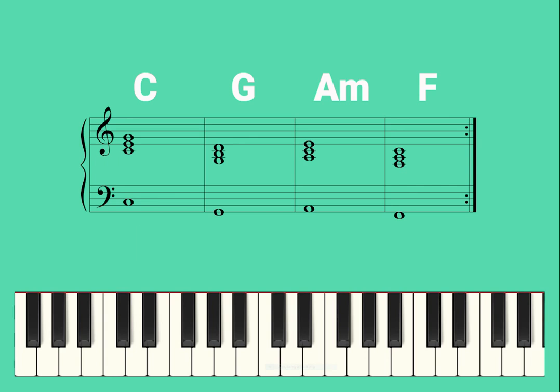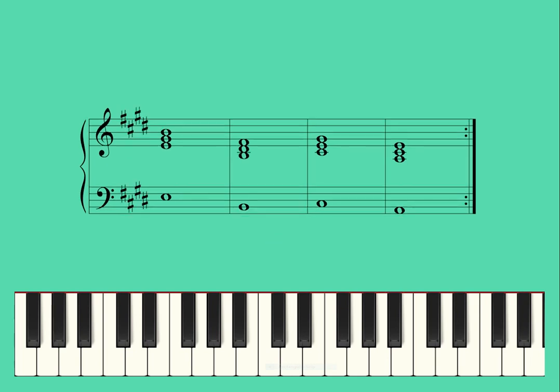All of the following chord progressions are in the key of C major. They can easily be transposed to another key, usually at the touch of a button using a DAW such as Cubase or Logic, or notation software such as Sibelius.